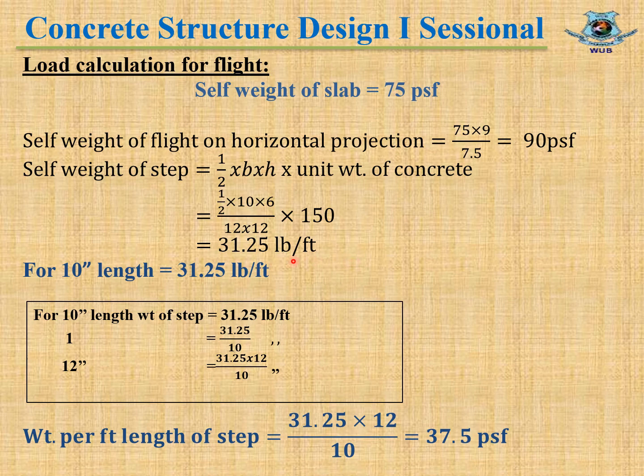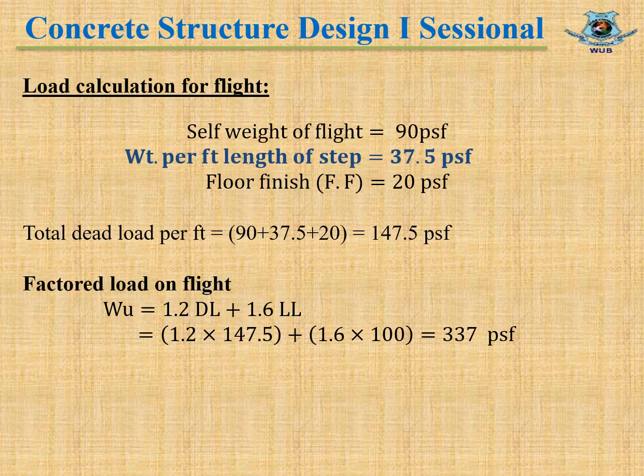This is the weight of step for 10 inch. Now we need to convert it into per feet, that is for 12 inch. Weight per feet length of step equal to 31.25 into 12 divided by 10 equal to 37.5 psf. Self weight of flight equal to 90 psf. Weight per feet length of step equal to 37.5 psf. Floor finish equal to 20 psf. Total dead load per feet equal to 90 plus 37.5 plus 20 equal to 147.5 psf.